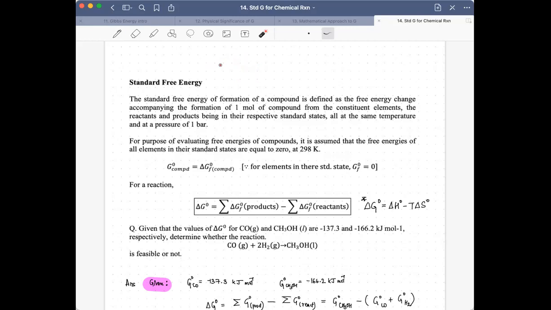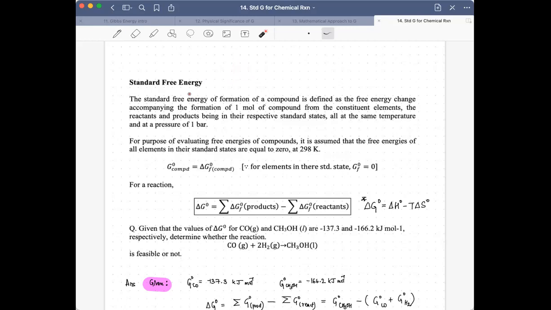Now, when it comes to chemical reactions, the criterion remains the same. That means a chemical reaction is spontaneous when the delta G for a reaction is a negative value. So when delta G for a chemical reaction is negative, then the process or the reaction is spontaneous. But how do you calculate the delta G for a chemical reaction is what we need to understand.